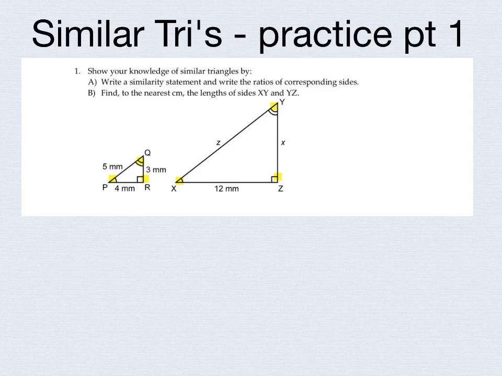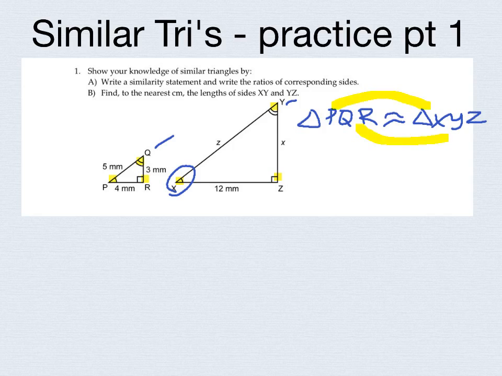To write a similarity statement, you put a triangle symbol in front and list 3 vertices of your triangle. Order doesn't matter. For example, say you did PQR for the first triangle. The order of the second triangle is what matters. It must match. So I put P first, therefore X has to come first. I put Q second, therefore Y has to come second. Z must be third because it corresponds with R. That's really important, that the P and the X, the Q and the Y, the R and the Z all line up.